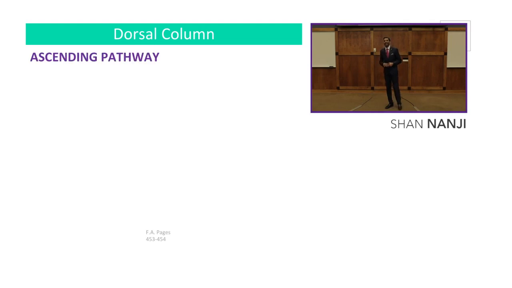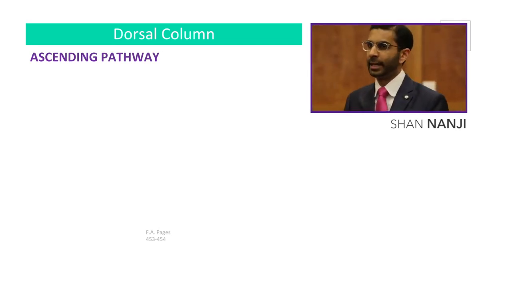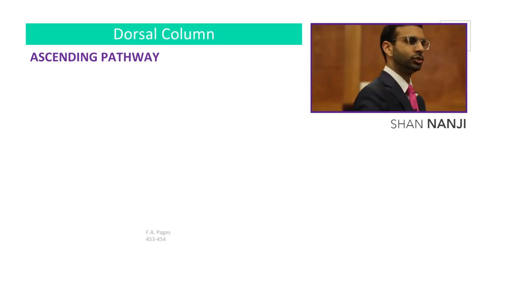Let's talk about dorsal column first. Dorsal column is an ascending tract. What do I mean by ascending tract? I mean that it's taking information in and up to your brain so you can feel this sensation, okay? And what sensations am I referring to? Well, remember I said pain and temperature, spinothalamic, everything else dorsal column.